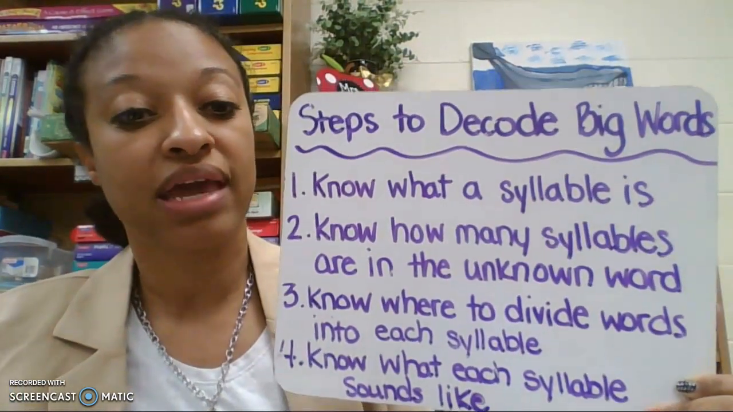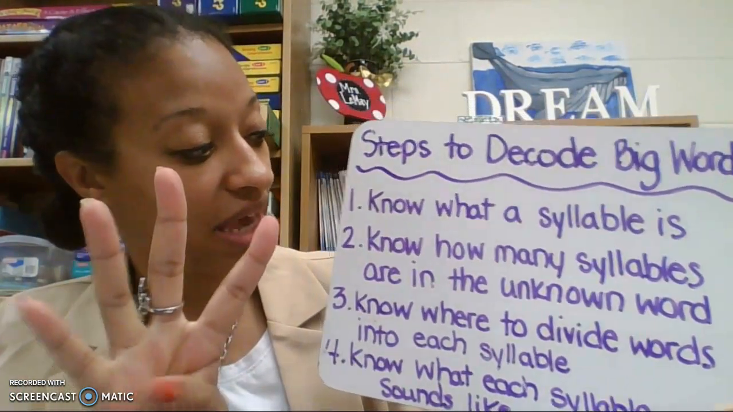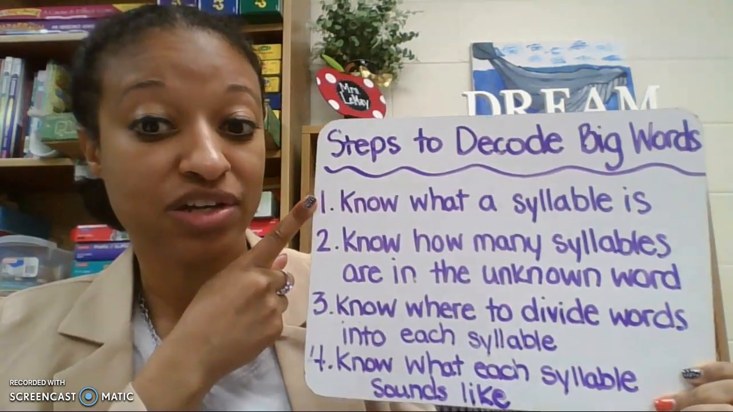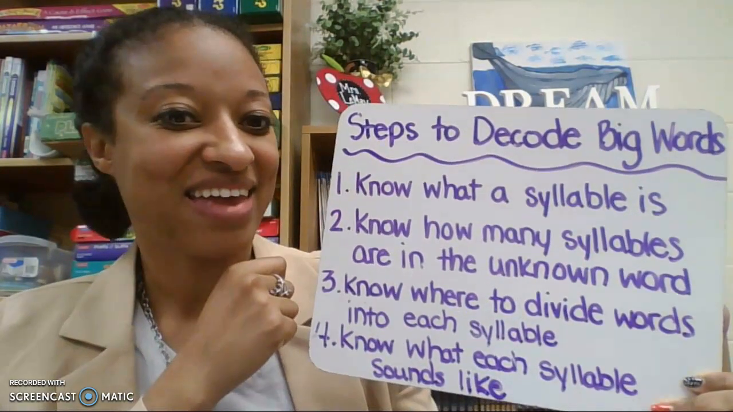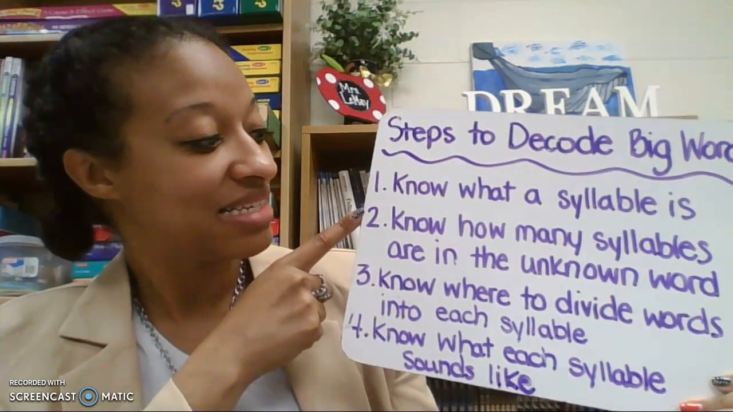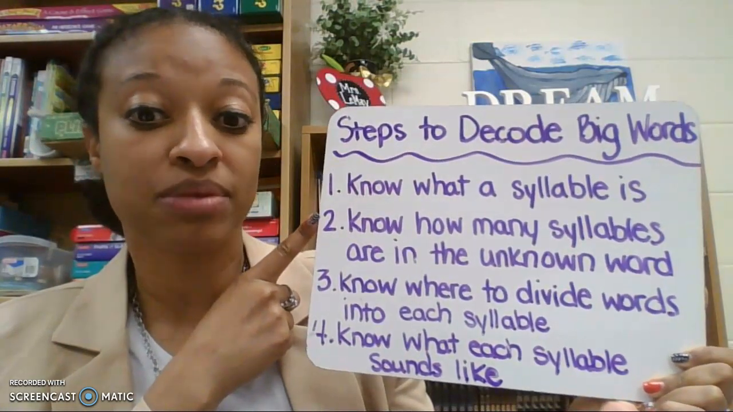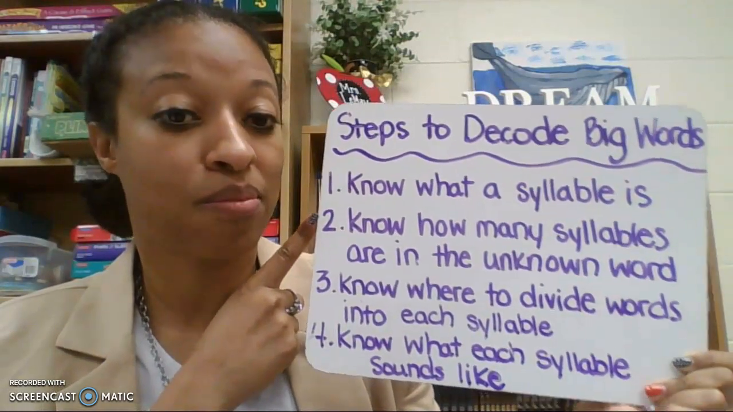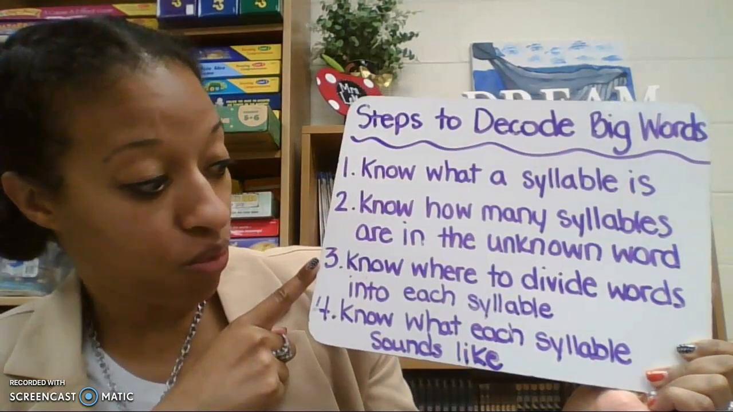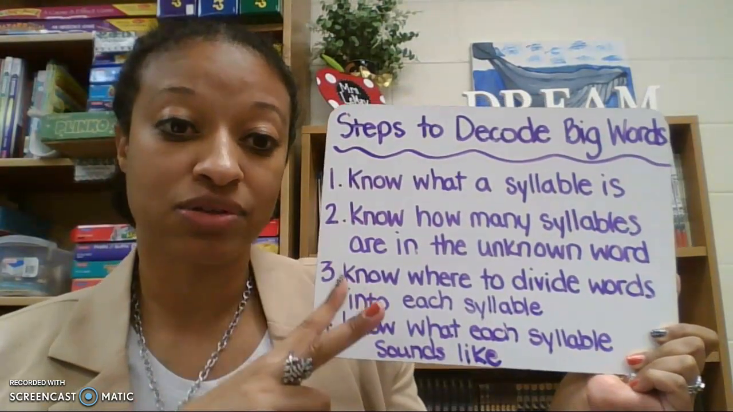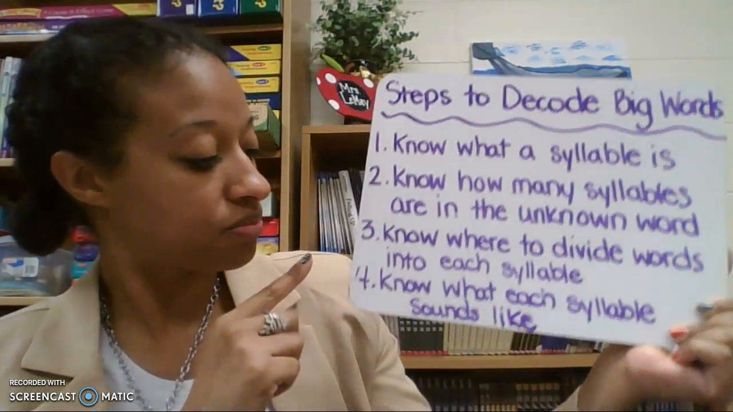Okay, we have been talking about the steps to decode multisyllabic words, or big words, words with more than one syllable. There are 4 steps. The first step we already talked about is knowing what a syllable is, being able to find the beat of a word. The second step was knowing how many syllables are in the unknown word. Remember, the vowels are a huge hint. Third, knowing where to divide our words into each syllable. We look at our vowels, then we look at the consonants in between.